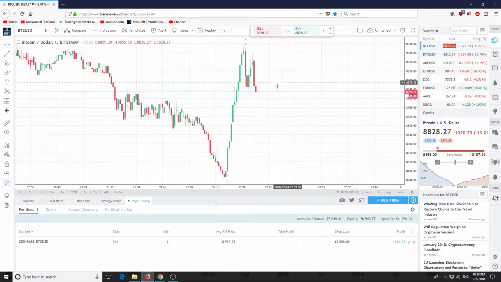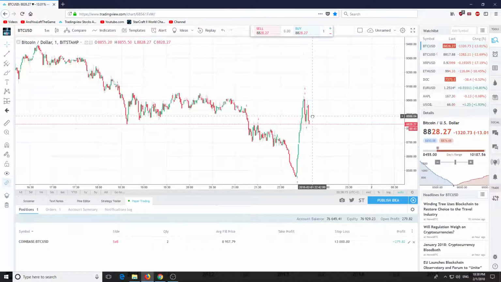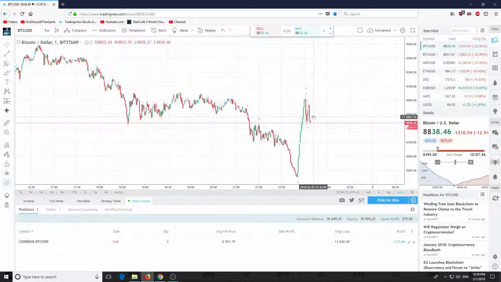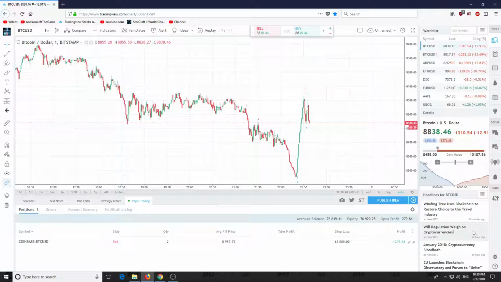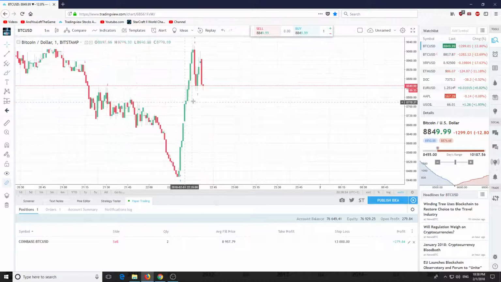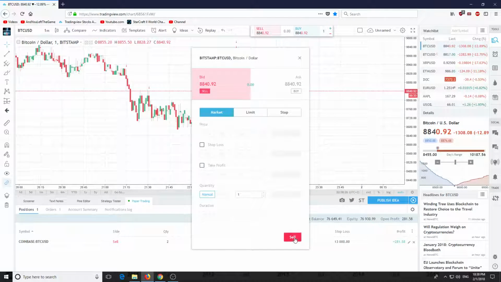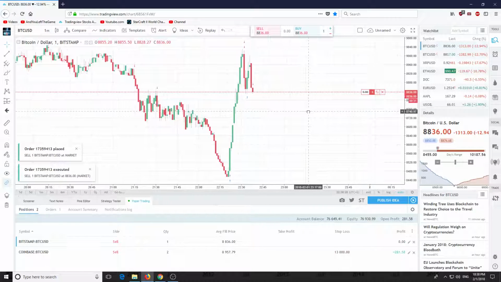performance. It looks like at this point right here, Bitcoin has been stable enough. And let's take a look what's happening next. I'm going to short this now, and let's go on the headlines now.